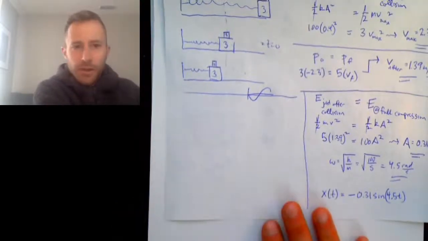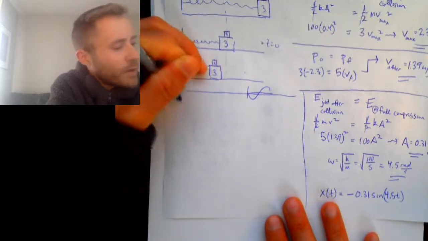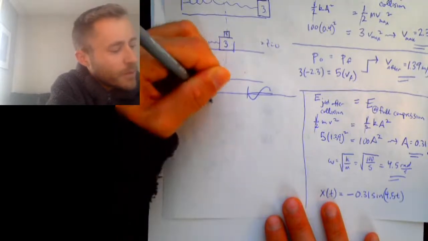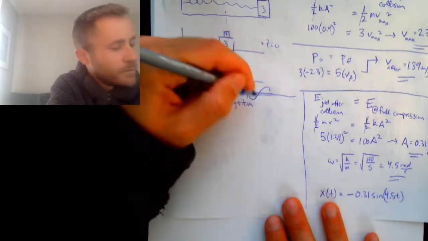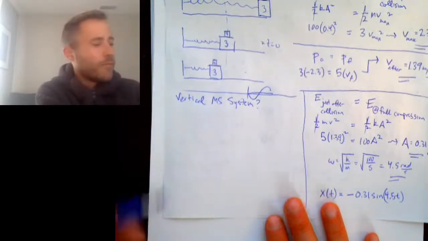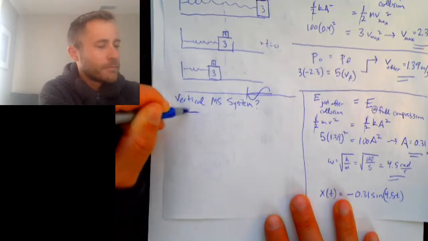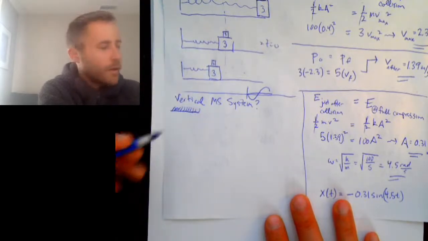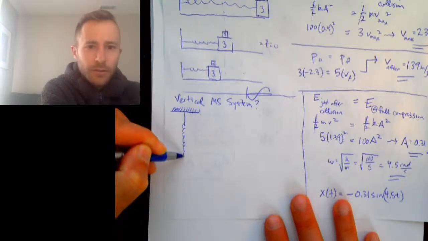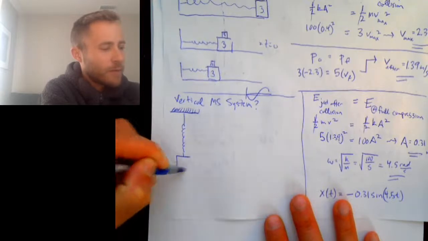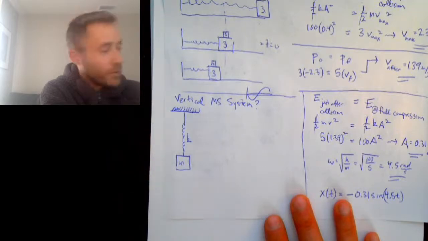So I have one more little thing, and then we'll switch over to the Zoom. What if you have a vertical mass spring system? Okay, a vertical mass spring system, you have the spring hanging vertically, and then the mass is here. Okay, so now gravity is going to play a role.